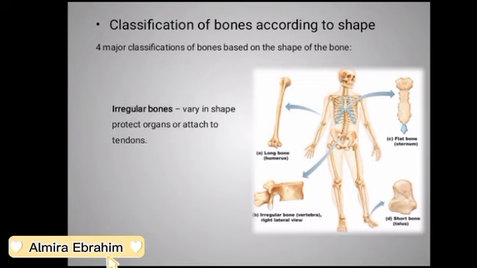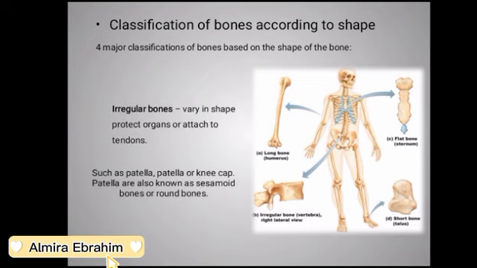Irregular bones vary in shape, so they do not fit into one of the three previous categories. Some irregular bones protect organs and some, such as the patella or kneecap, are attached to tendons. The patella is also classified as a sesamoid bone or round bone. Some sources list sesamoid bones as an irregular bone, and some sources list sesamoid bones as a fifth bone classification, and that is the basics on the types of bones in the body.